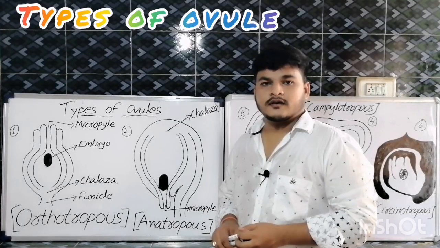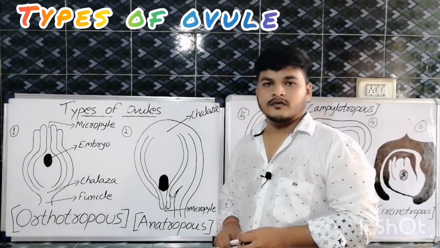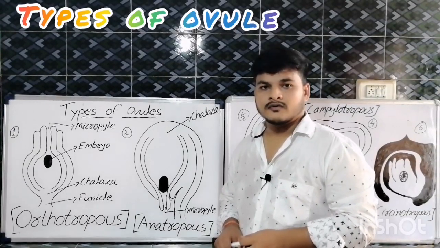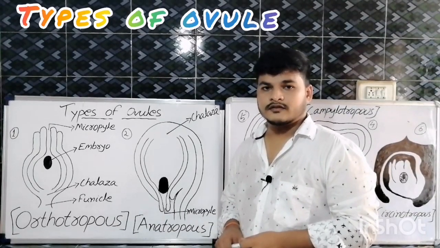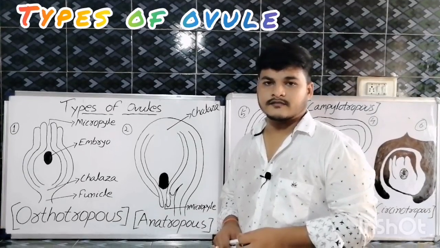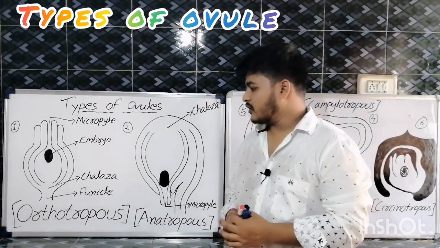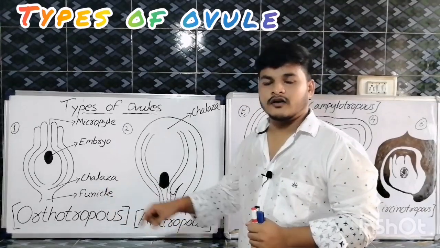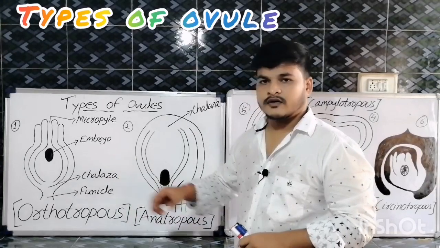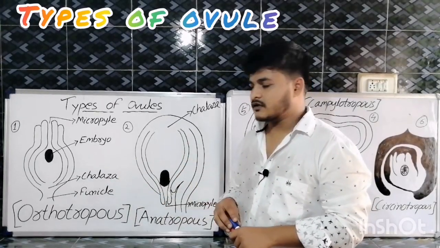Hello students, in this session we will try to understand the various types of ovule. The ovule is differentiated into 6 types, and these six types are mainly differentiated according to the attachment of the funicle to the body part. So according to the attachment of the funicle, these 6 types are differentiated.